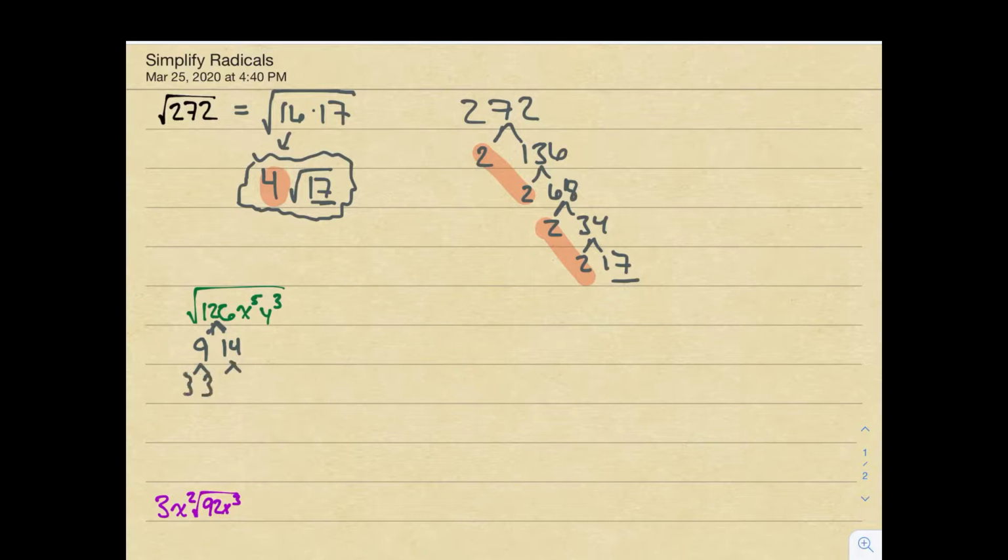So 9 is 3 times 3. 14 is 7 times 2. So the square root of 126 is 3 times the square root of 14. Now I did ignore the x to the 5th and the y cubed, so let's take care of those.